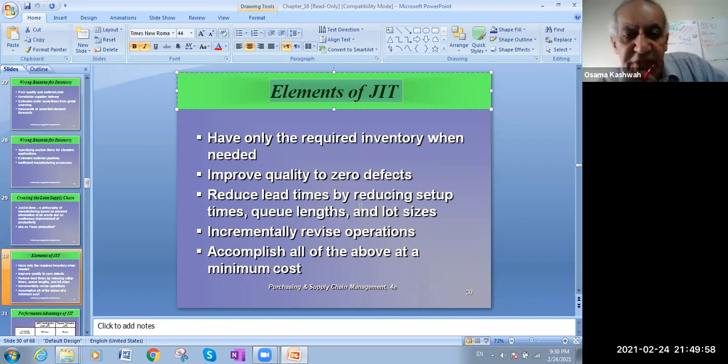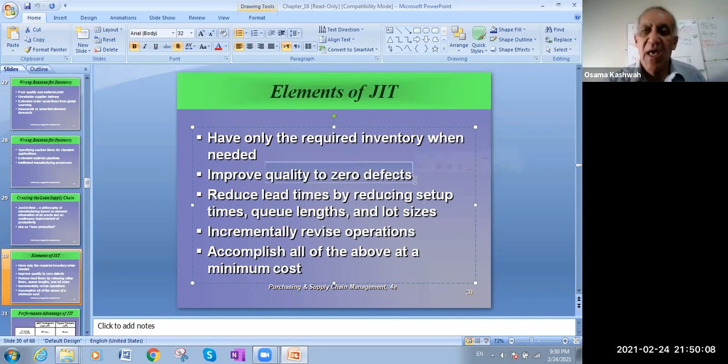Okay, elements of JIT: have the required inventory needed, so we will have only the needed inventory; improve quality to zero defects. Like I told you before, the aim of all the quality programs is to put quality at zero defects. No problems, no defects in the industries. That's what we want. Reduce lead time by reducing setup, incrementally revise operations, accomplish all of the above at the minimum cost. So these are the elements of JIT. And this is another question here. We'll have a question about the JIT elements. So prepare yourself for this question as well.